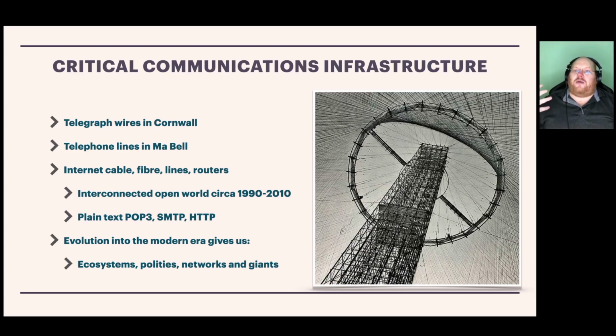So, to start out with, the critical communications infrastructure that people were using was the telegraph. And those telegraph wires that connected the world went through Cornwall in the south of England. This was before World War I, and they were still there during World War I. The Germans still sent their telegraphs through England, which allowed the British to read the Germans' traffic. That was very useful, particularly with the Zimmermann telegram, which they used to get the Americans to join the war.